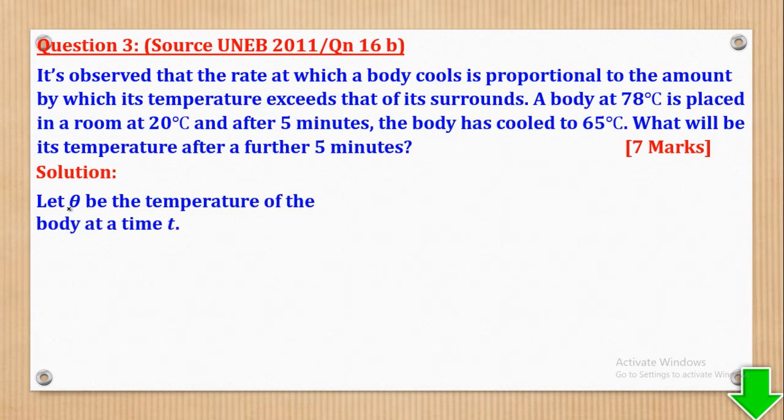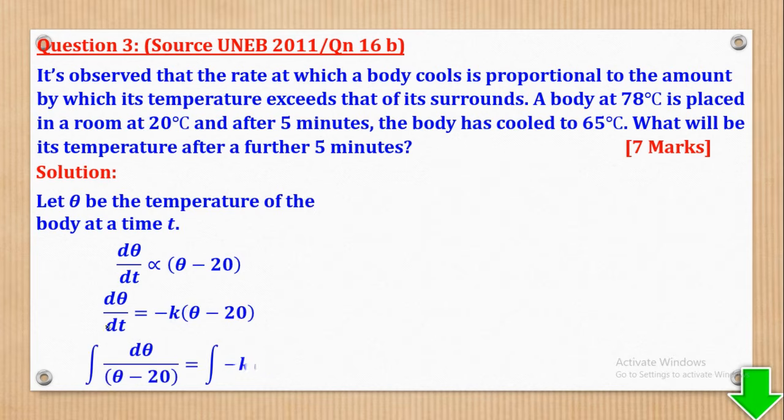So let theta be equal to the temperature of the body at any time t. And they told us that the rate at which it cools is proportional to the difference between the temperature of the body and that of the surrounding. That is why you put here theta minus 20. Then next we put a constant of proportionality, and note that we are putting a negative because temperature reduces because it is cooling while time increases.